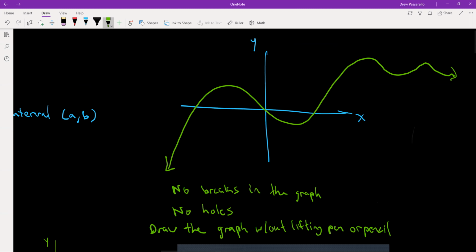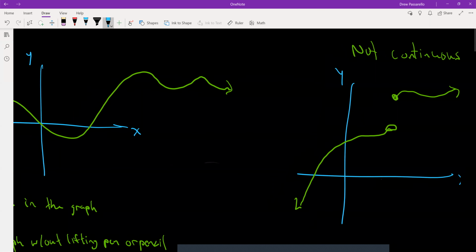Now, something that's not continuous, and let's say I had this following graph, and then I have a hole here, and then I jump to right there. So this graph, there's a jump or there's a hole. So this is something that's not continuous. And so this is a graph that's not continuous, whereas this is a graph that is continuous.